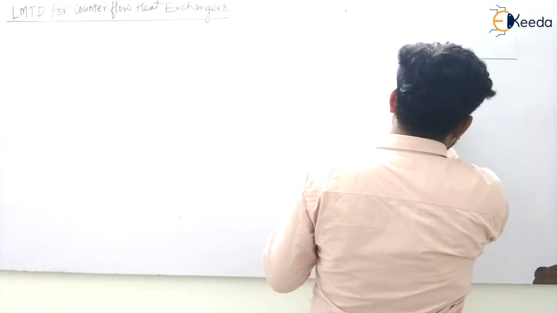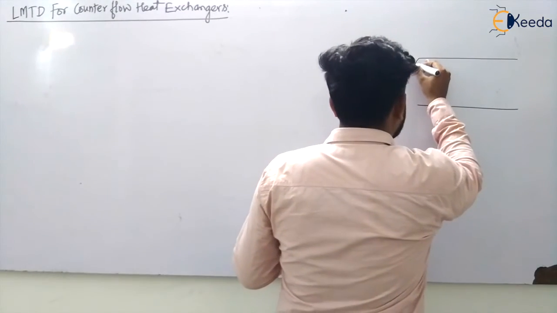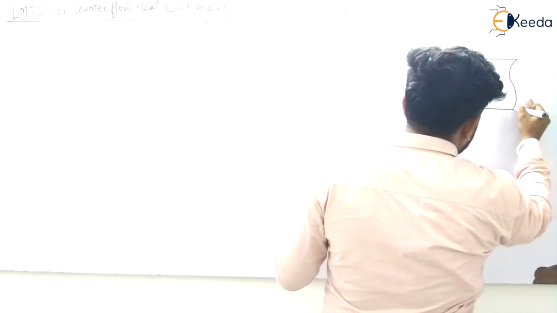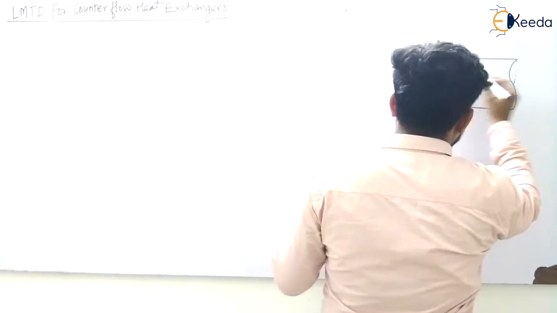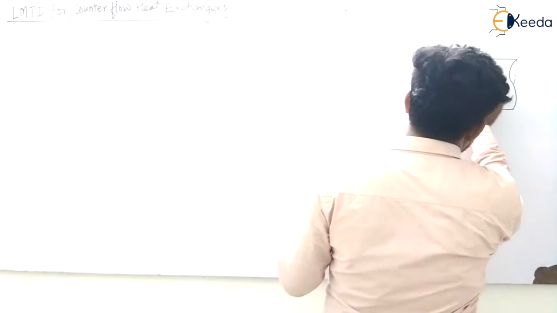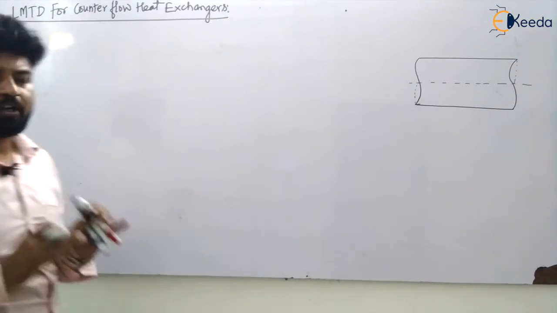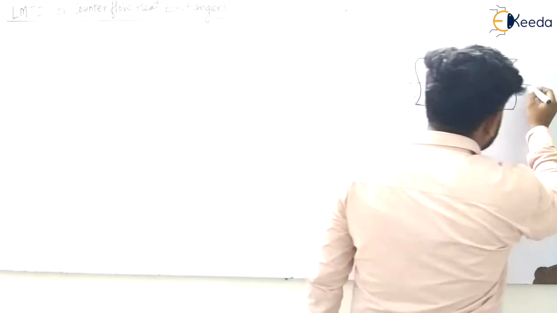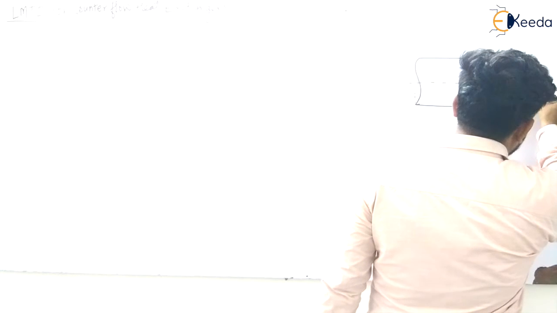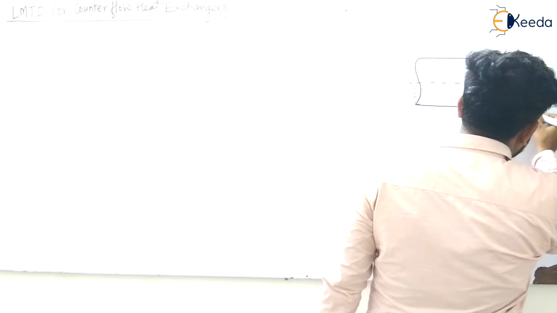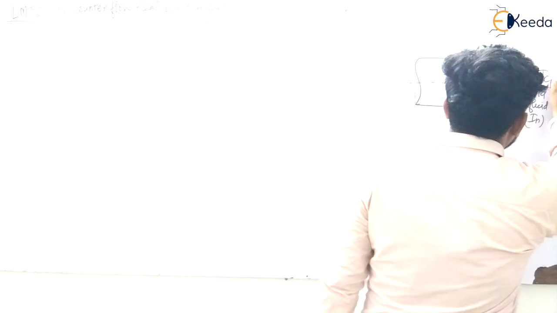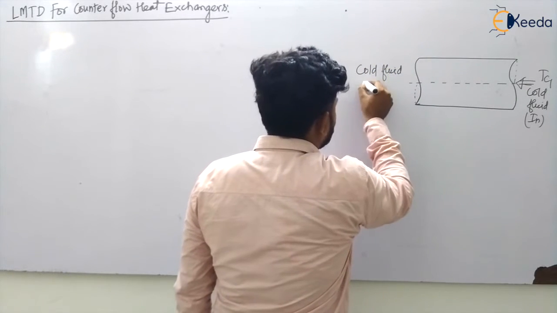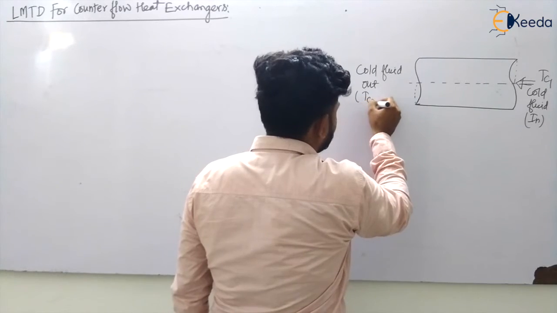Let us take, this is your counter flow heat exchanger. And you know, in the counter flow heat exchanger, the direction of flow is different. Let us take that the cold fluid is getting in from this side. Cold fluid in, that will be your TC1, my dear students. And let us take cold fluid out, and this will be your TC2.